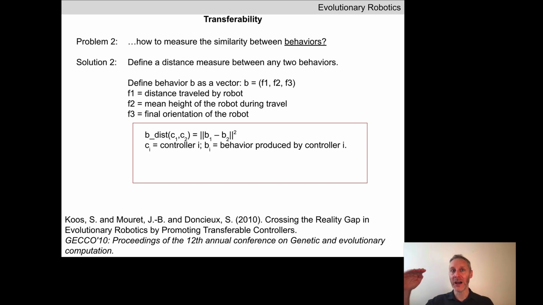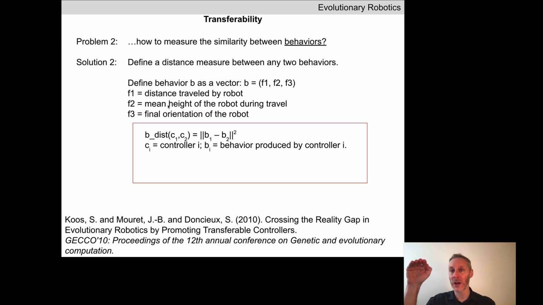We might have two controllers that have very similar F1s. We have two controllers that cause the robot to move about the same distance, having the same F1, but one of them may cause the robot's body to bounce up and down quite a bit as it moves, or maybe actually we're talking about mean height here.